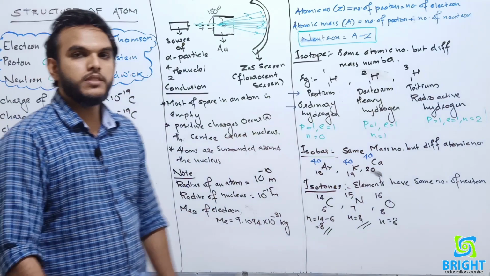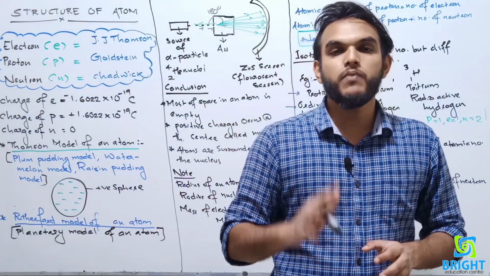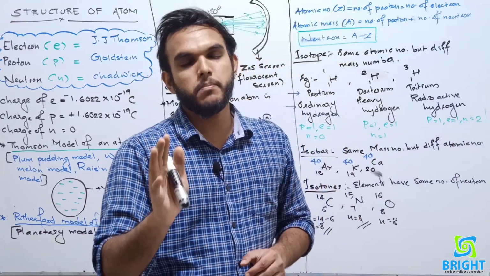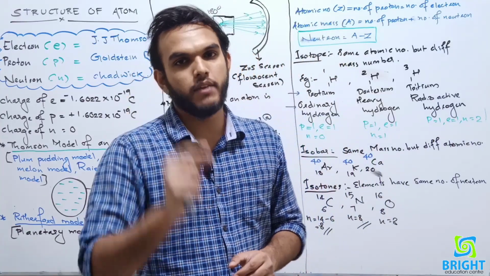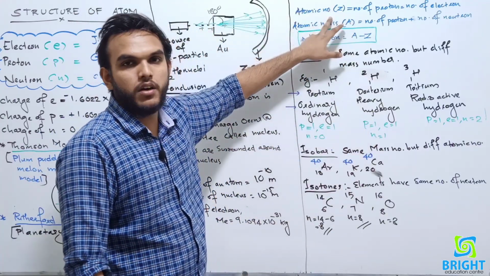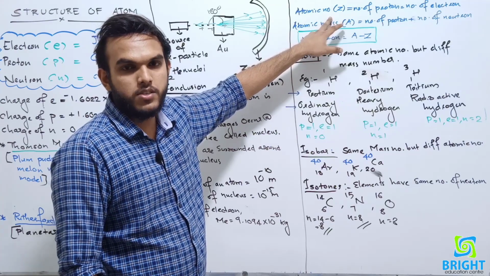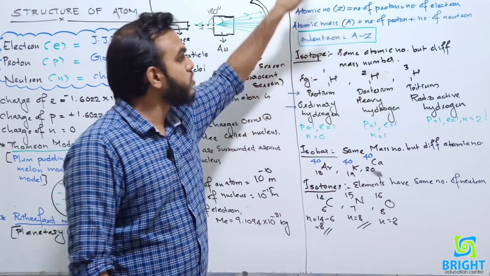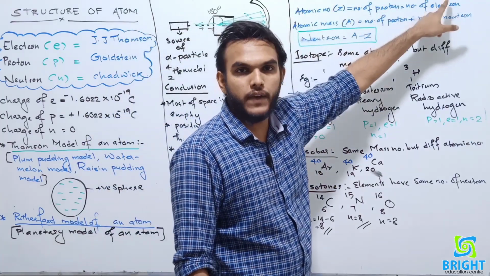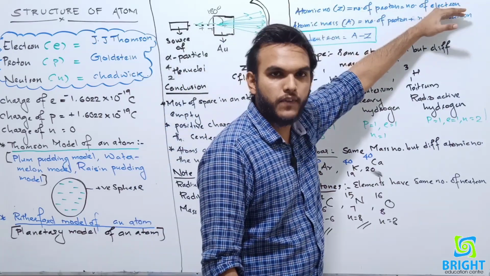Then we are going to discuss isotopes and isobars. Before that, we have to know what is atom, what is atomic number, what is mass number, what are neutrons and everything. First of all, what is atomic number? Atomic number is universally represented by the letter Z, where Z is equal to the number of protons, which is equal to the number of electrons.